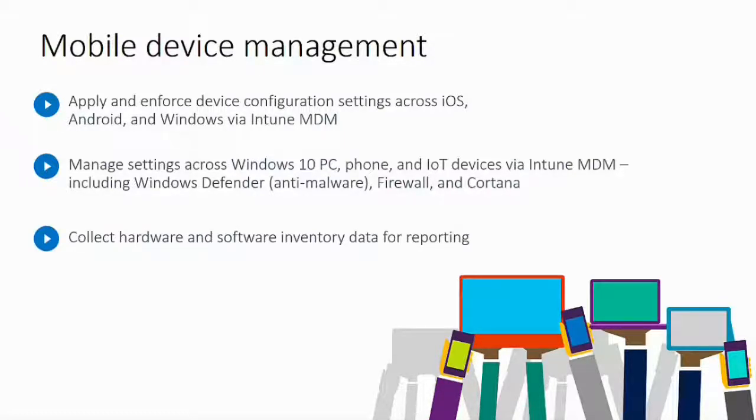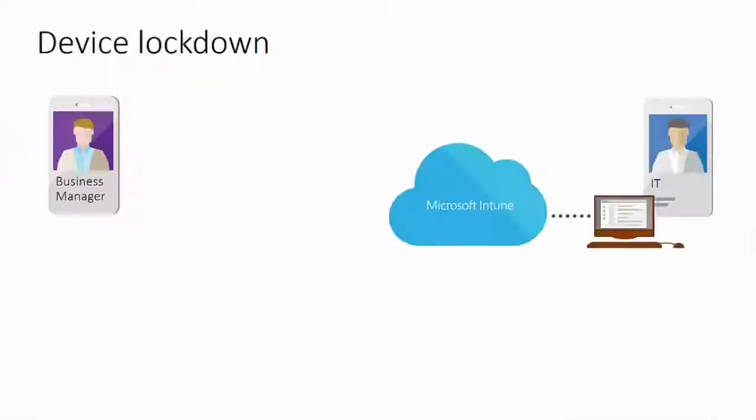And then you can manage the settings across Windows 10 PCs, phone, and IoT devices via Intune, and that includes Windows Defender, the anti-malware, firewall, and Cortana Analytics. And then you can also collect hardware and software inventory data for reporting. One critical area that is provided is the ability to lock down the device.